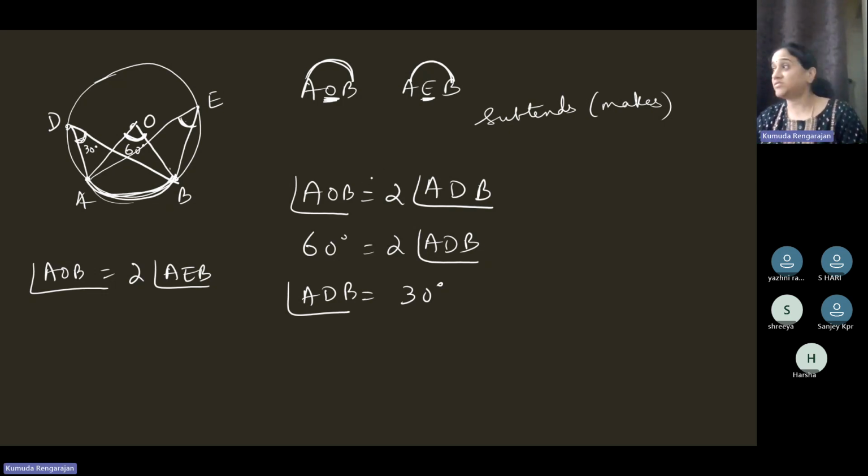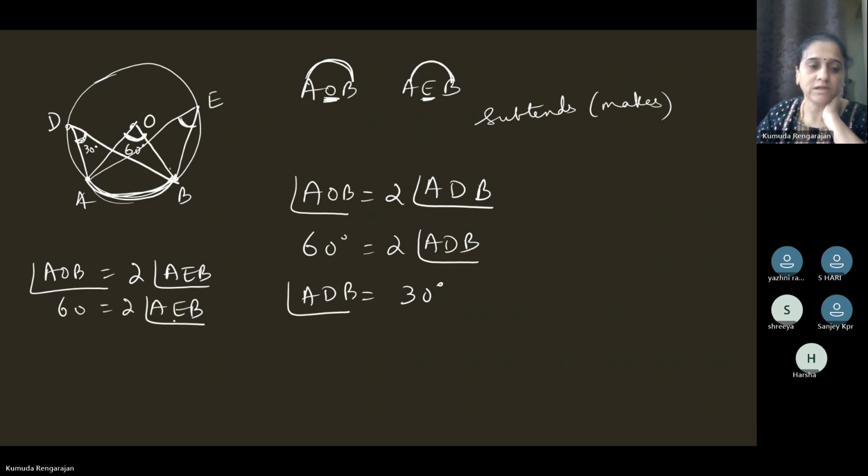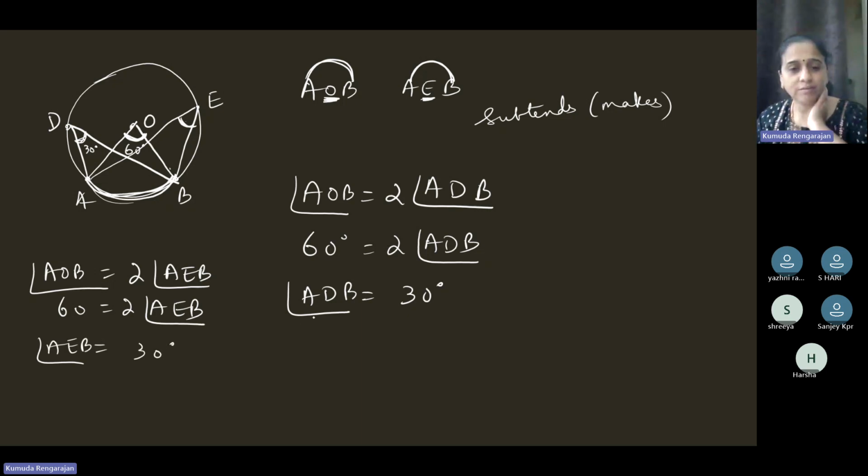Now, which angle is more? Center will be more. Circumference will be half of that. So here angle AOB is equal to twice angle AEB. How much is the AOB? 60 is equal to twice the angle. So how much is the angle AEB? 60 by 2, 30 degrees. But we got ADB also 30, no? ADB is 30, AEB is 30. Okay, so this is about the second theorem.